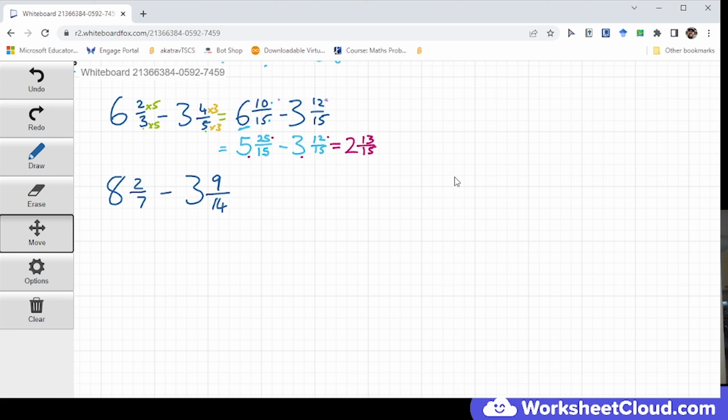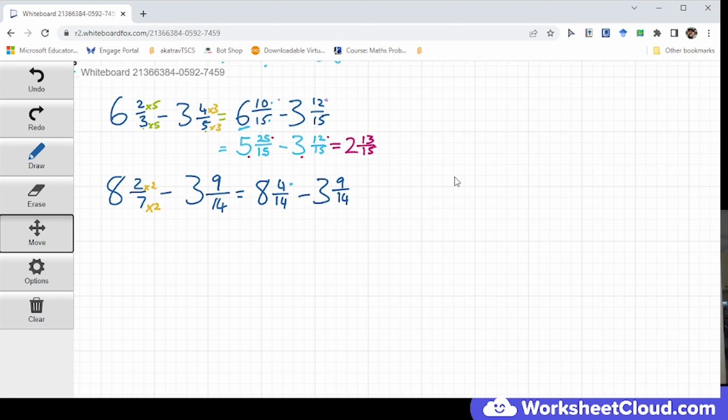Right. Okay. Our denominators are different. We need to make them the same. In this example, I notice I can do something to just one of them. So I'm going to make them both the same. So the first one now becomes 8 and 4 over 14. And the second one remains unchanged as 3 and 9 over 14.